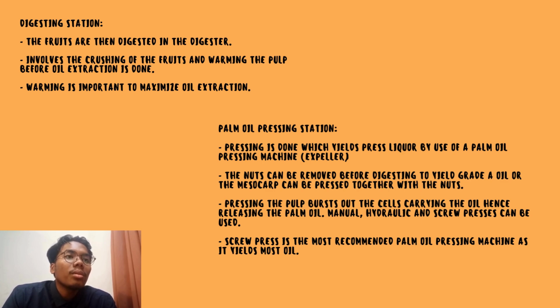The nuts can be removed before digesting to yield grade A oil, or the mesocarp can be pressed together with the nuts. Pressing the pulp bursts out the cells carrying the oil, hence releasing the palm oil. Manual, hydraulic, and screw presses can be used. The screw press is the most recommended palm oil processing machine as it yields the most oil.